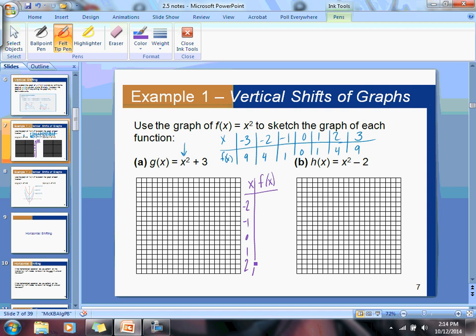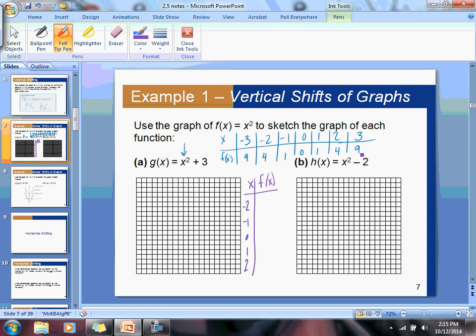Okay. Now I'm still going to use those same input values. Those are the same input values I had here in my original function, that x squared function. And if I want to shift it up 3 units, then what will that do to my y values that I get out? And hopefully you're thinking it's going to add 3 to every single one of those y values that I get out, or those f of x values. And that's exactly what's going to happen.